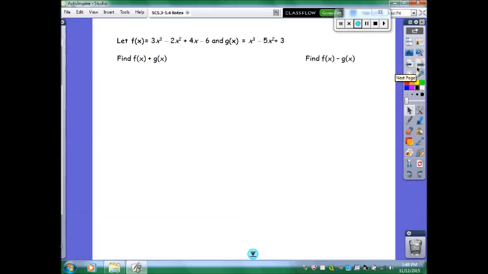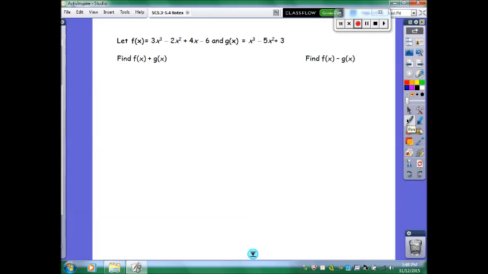We're going to also factor the sum and difference of cubes. We're going to learn a new pattern. All right, this is function notation, so if I want to find f of x plus g of x, I'm just going to take my two polynomials and add them together. So basically I'm combining like terms.